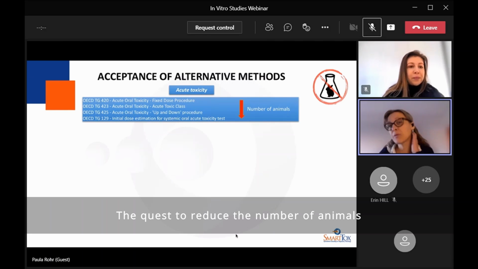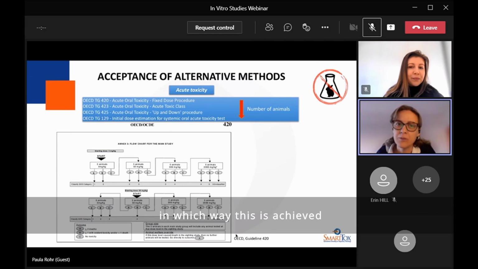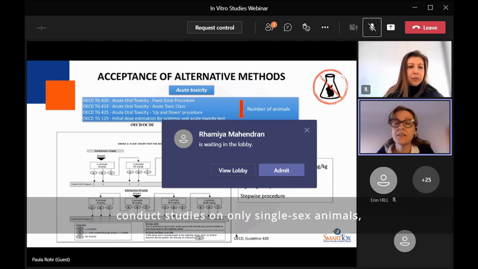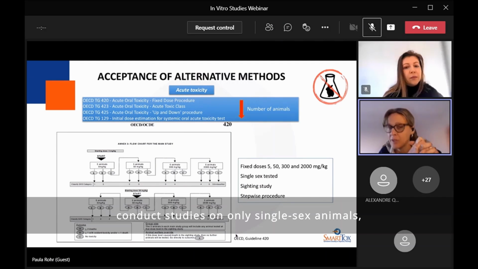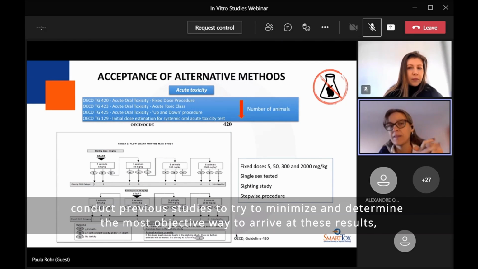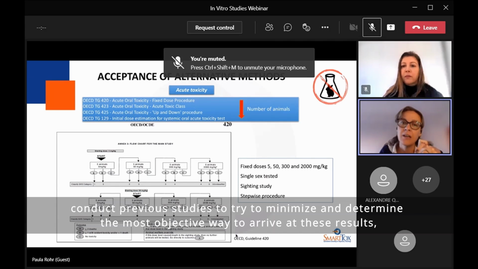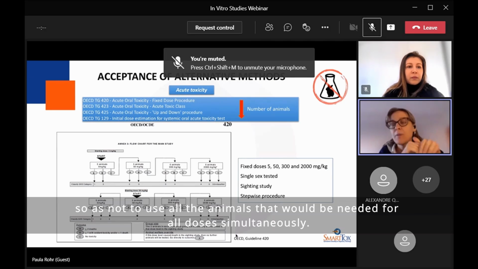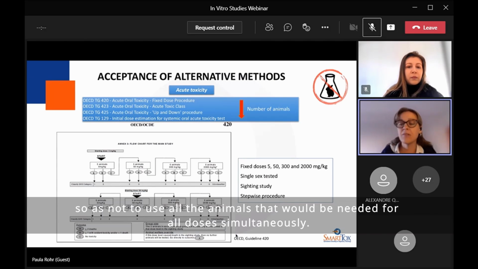Então, a busca por reduzir o número de animais e de que maneira isso se consegue. Como eu já tinha falado, usar doses já pré-fixadas, fazer estudos em apenas animais de um único sexo, fazer estudos prévios para tentar minimizar e determinar a maneira mais objetiva de chegar a esses resultados, além de fazer uma metodologia que vá passo a passo para não utilizar todos os animais que seriam necessários para todas as doses simultaneamente.